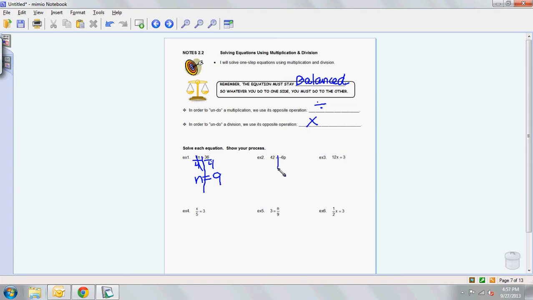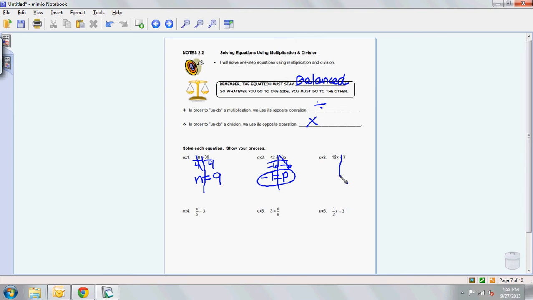This one looks a little different because the variable is on the wrong side, but we want to get that by itself. So right now, what's happening to the p is it's being multiplied by -6. So the opposite would be divide by -6 on both sides. So we're left with p equals -7. And notice how I kept the p on whatever side it was. You can flip it at the end if it makes you feel better, but you don't have to.